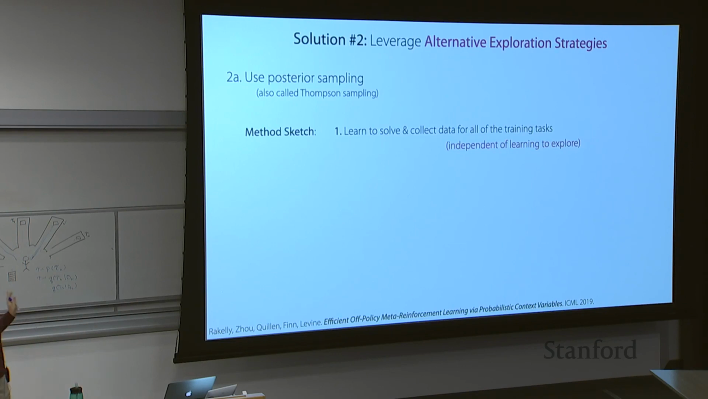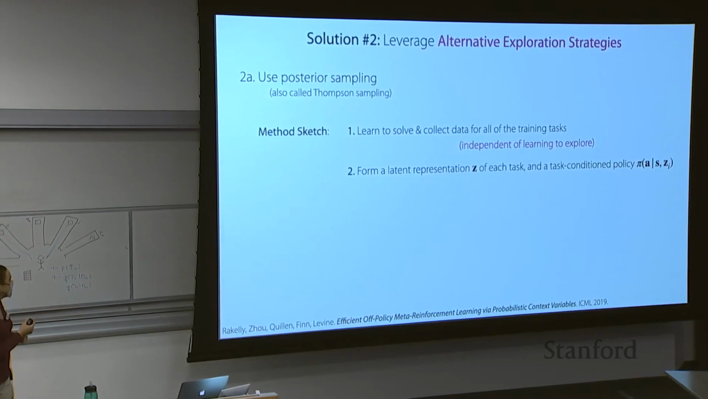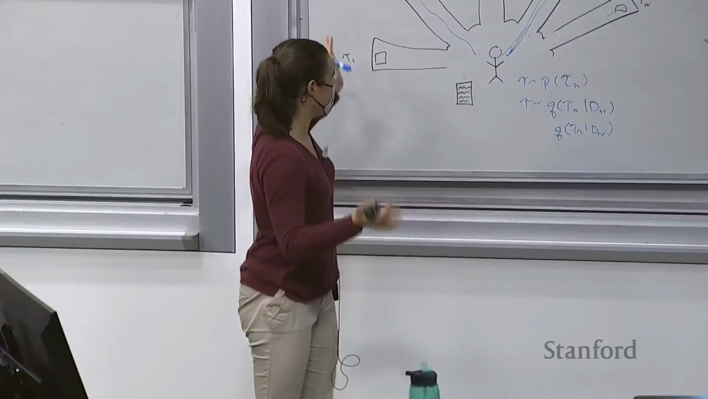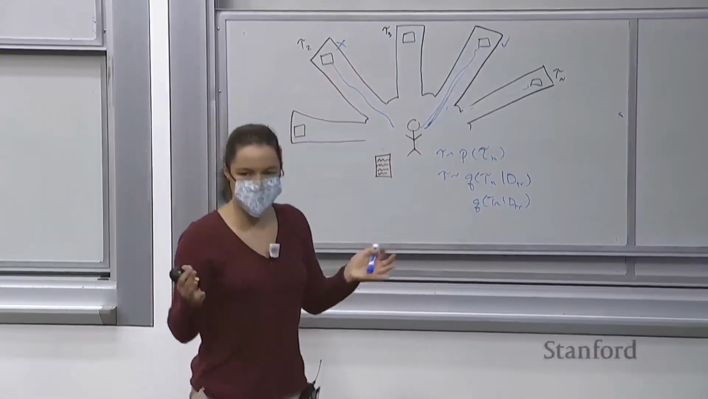This will be independent of learning how to explore. Then you'll form a representation of each task. This will be captured by this variable z, and we'll learn a policy conditioned on that representation of the task. For example, this z could be a one-hot vector of task 1, task 2, task 3. It could also be a more continuous representation.